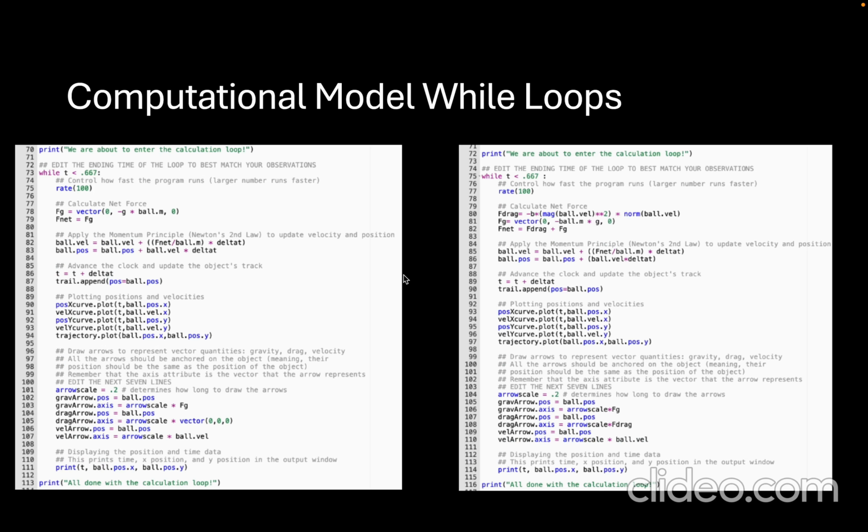And these are the while loops. The main difference is F net is equal to the force of gravity. But here, F net is not only the force of gravity, but also the force of drag. And the force of drag was calculated right here.